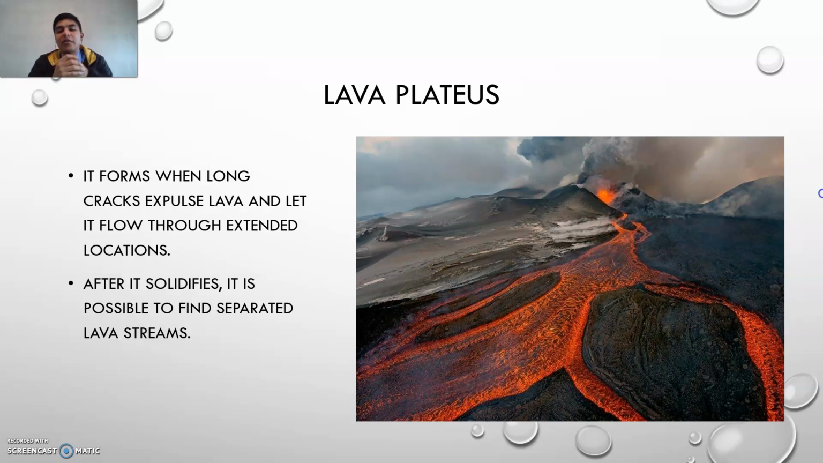And because lava was being exposed, it will start traveling for long distances. It happens for a very long time. And after it solidifies, it is possible to find separated lava streams. So, just like in the picture, you have a main lava stream from the main crack that is actually expelling the magma from under Earth. And later on, after it starts to cool down, then you can find separated streams of lava that start traveling around.